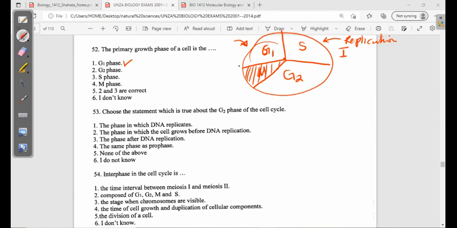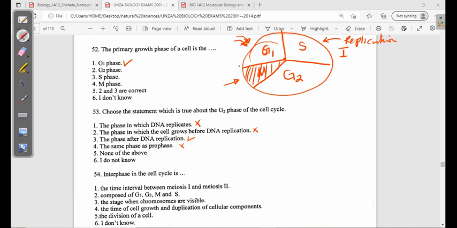53. Choose the statement which is true about G2 phase. The phase in which DNA replicates. DNA replicates during the S phase and not the G2 phase. The phase in which the cell grows before DNA replication. Before DNA replication, replication is in the S phase. So before it is in the G1. So G2 is after. Therefore, the phase after DNA replication, this is true because it is after the S phase. The same phase as prophase? No. Prophase is found in the mitotic or meiosis phase. So the answer there is option number 3.